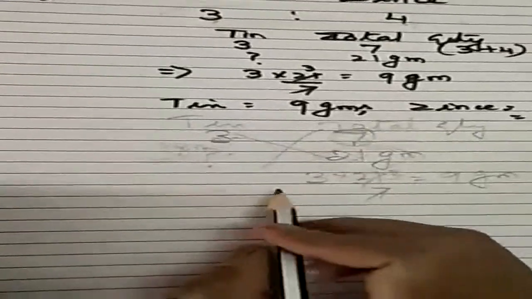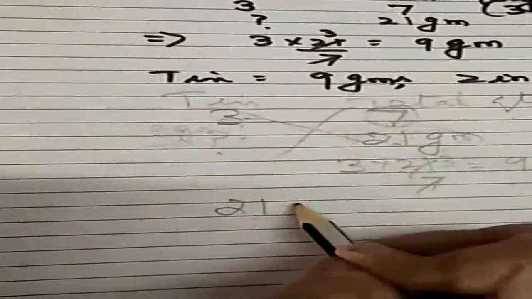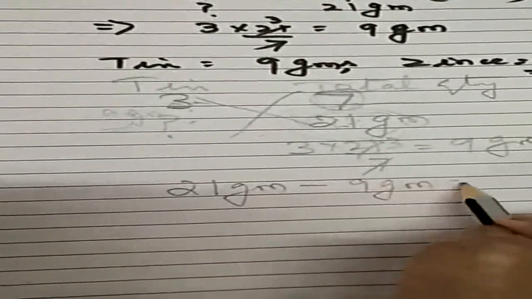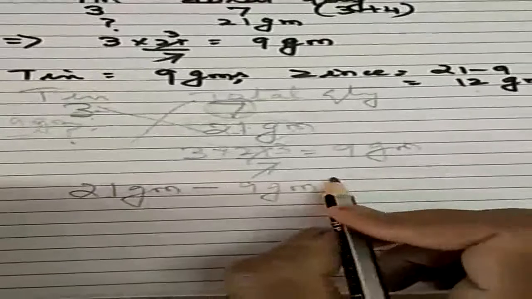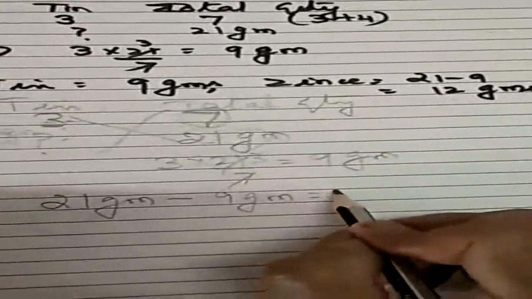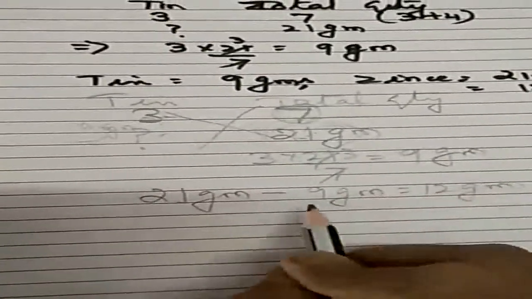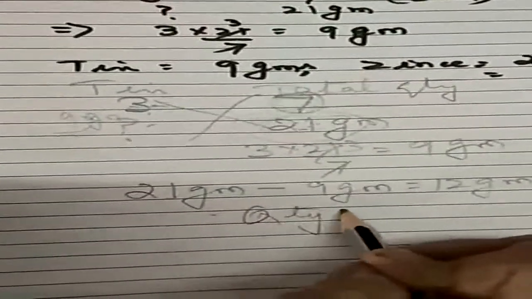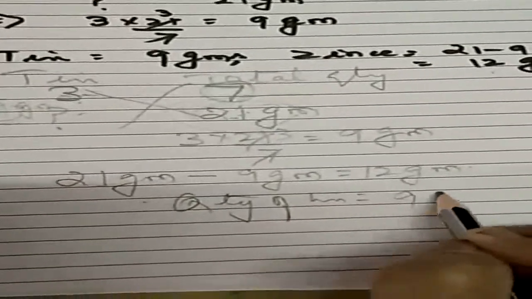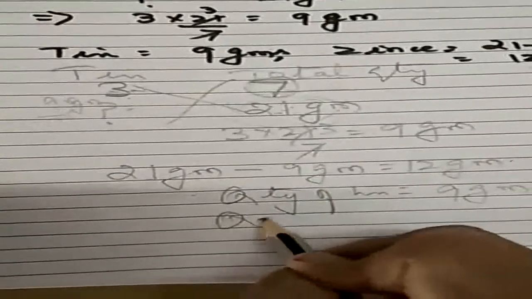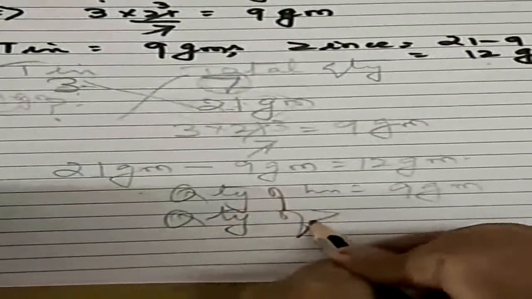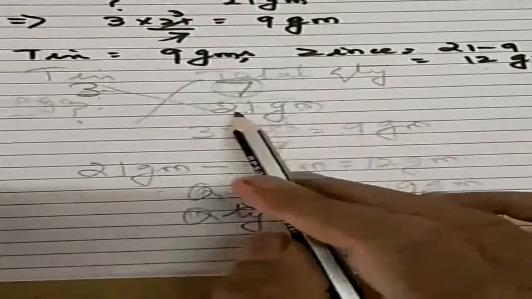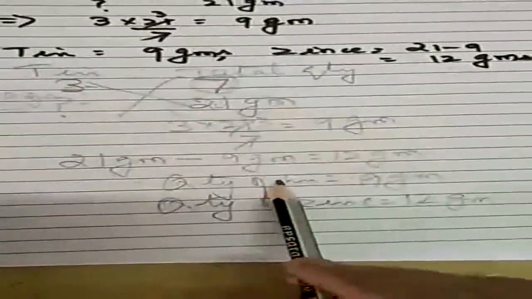Now how much zinc is mixed? Out of 21 gram, if the tin is 9 gram, then what will be the zinc? 21 minus 9, how much will it be? 21 minus 9 is 12 gram. Okay, 12 gram will be the zinc. So the quantity of tin is 9 gram and the quantity of zinc is 12 gram. See, 12 plus 9 is 21 gram, that is the mixture of tin and zinc.